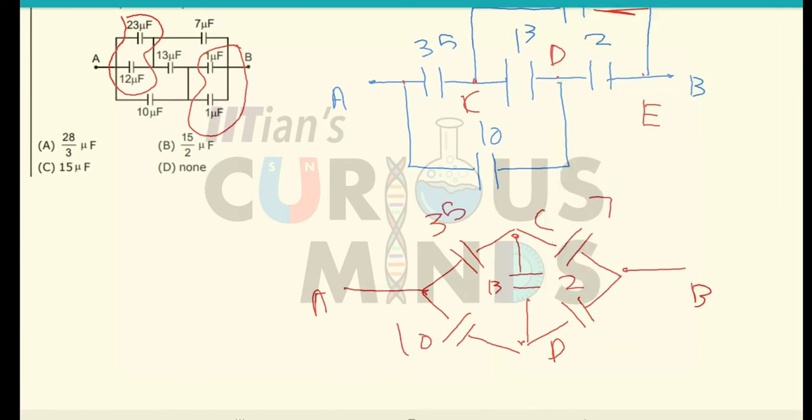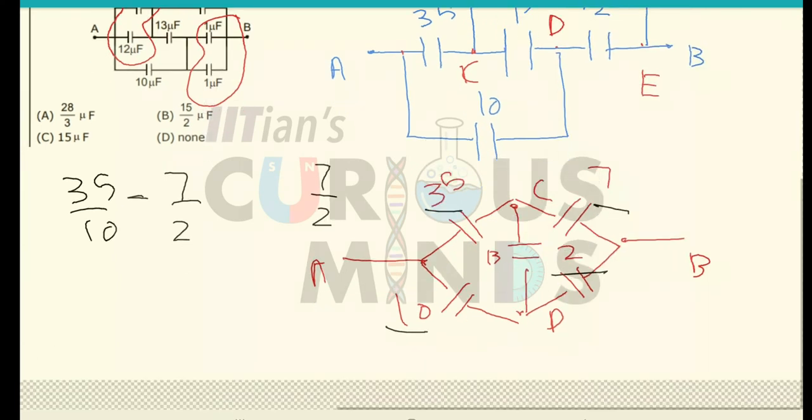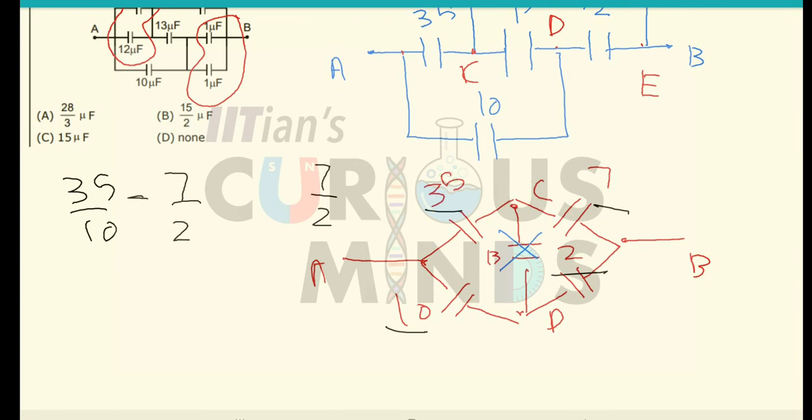If I find out the ratio of C1 by C2, it is equal to 35 divided by 10, which is equal to 7 by 2, and this ratio is also equal to 7 by 2. Okay. So basically this is a Wheatstone network. So in the Wheatstone network I can eliminate this part.